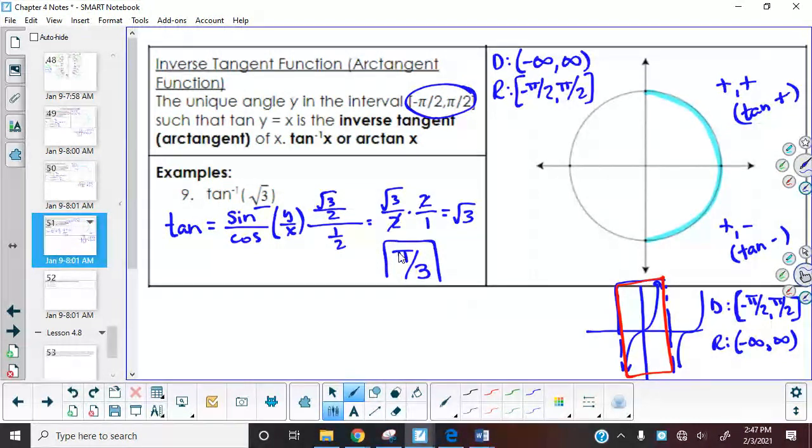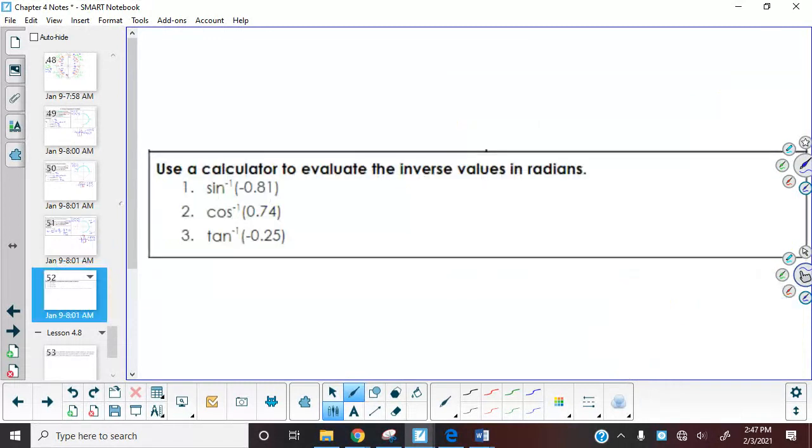We can't just look at the unit circle and pull it straight off like we did with cosine and sine. These others, this is just punching it in your calculator. Just make sure that your calculator is in radians and not in degrees. If we do the arc sine of negative 0.81, we get negative 0.944. The next one, 0.738, and the last one, negative 0.245. This is just punching it in your calculator. I would really encourage you, don't just take my word for it. Make sure that you can type it in and get the same answers for yourselves.